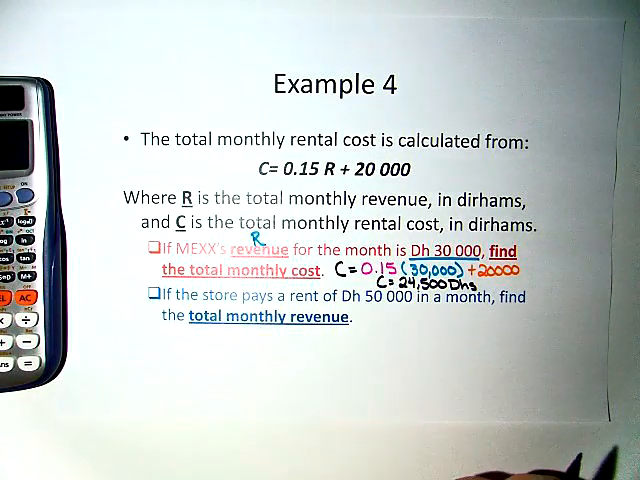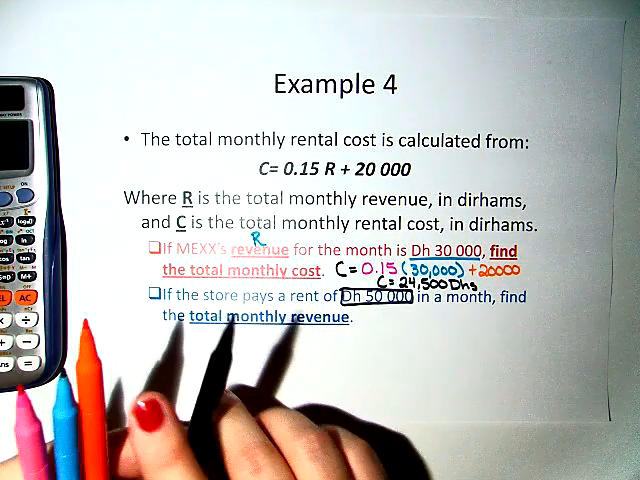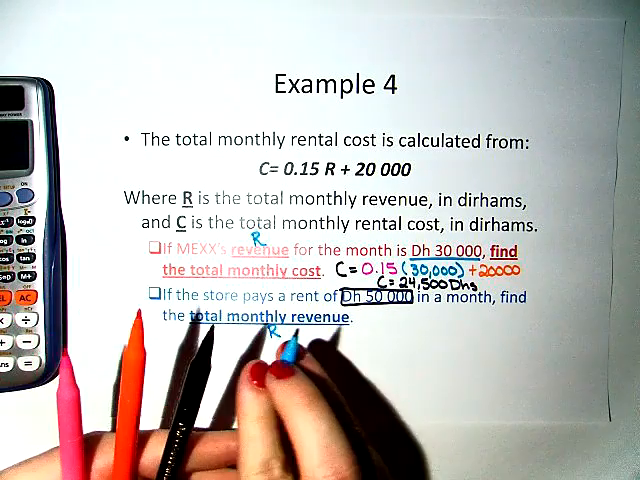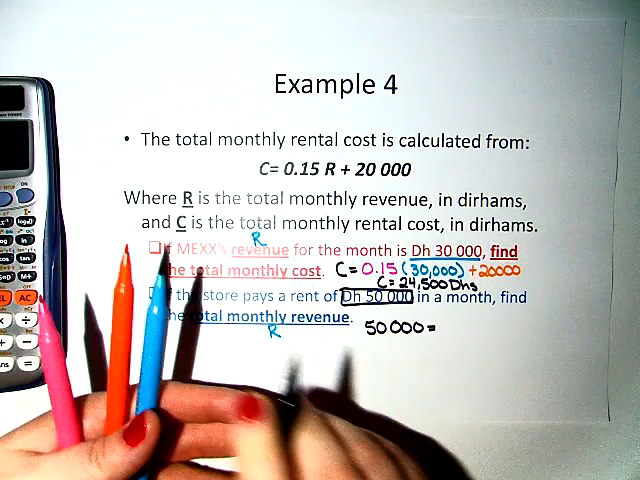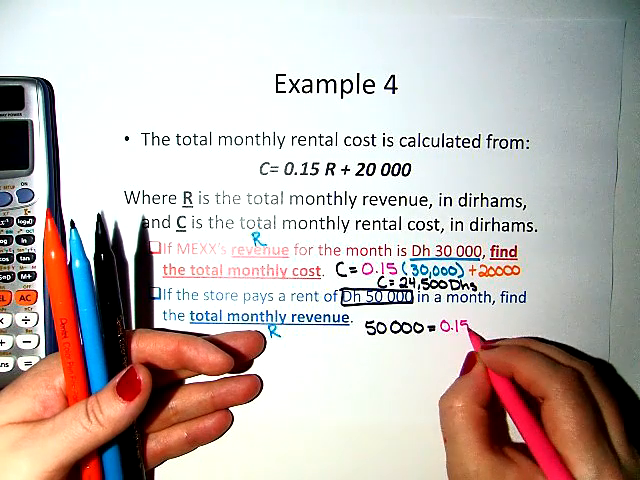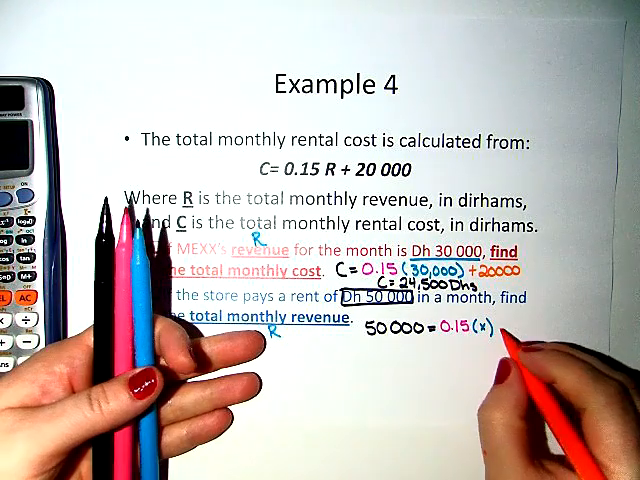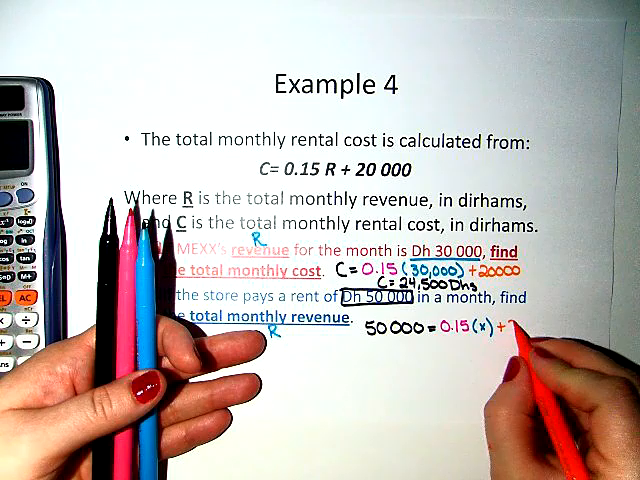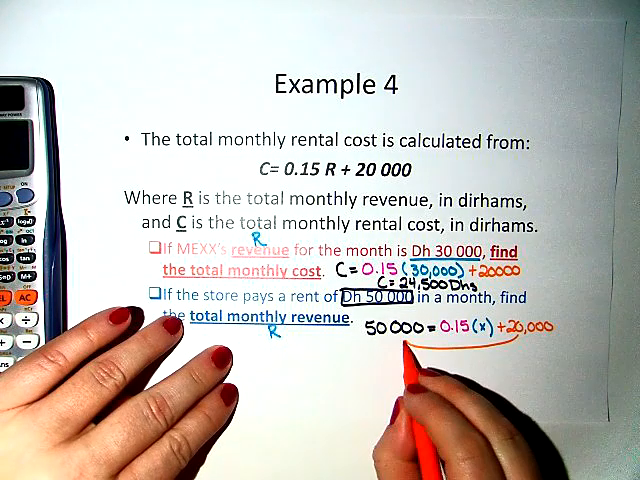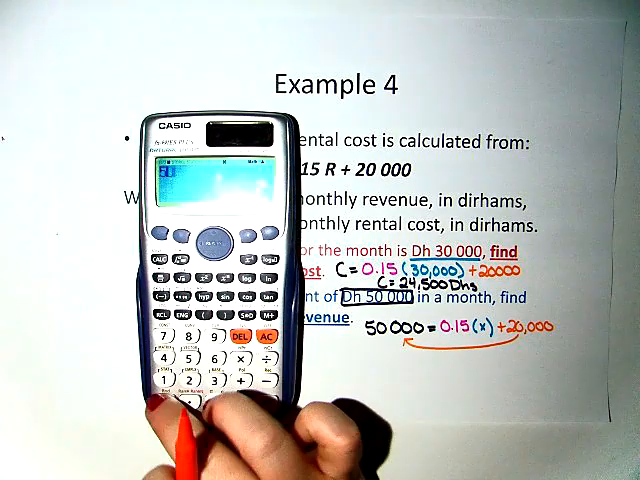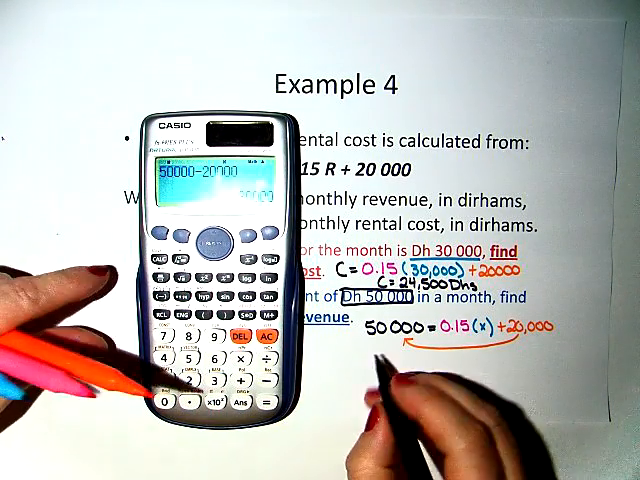If the store pays a rent of 50,000 in a month, that's our dependent variable. Find the total monthly revenue. Okay, so now we're going to set it up. 50,000 equals 0.15 times our independent variable plus our constant, our initial cost, 20,000. To solve this, we're going to move the 20,000 over. So we get 50,000 minus 20,000, and we get that that's 30,000.